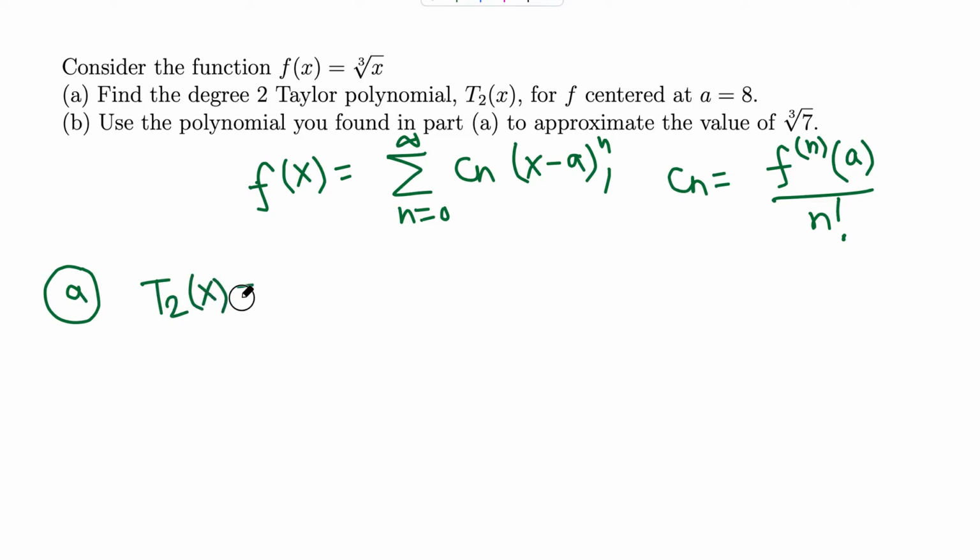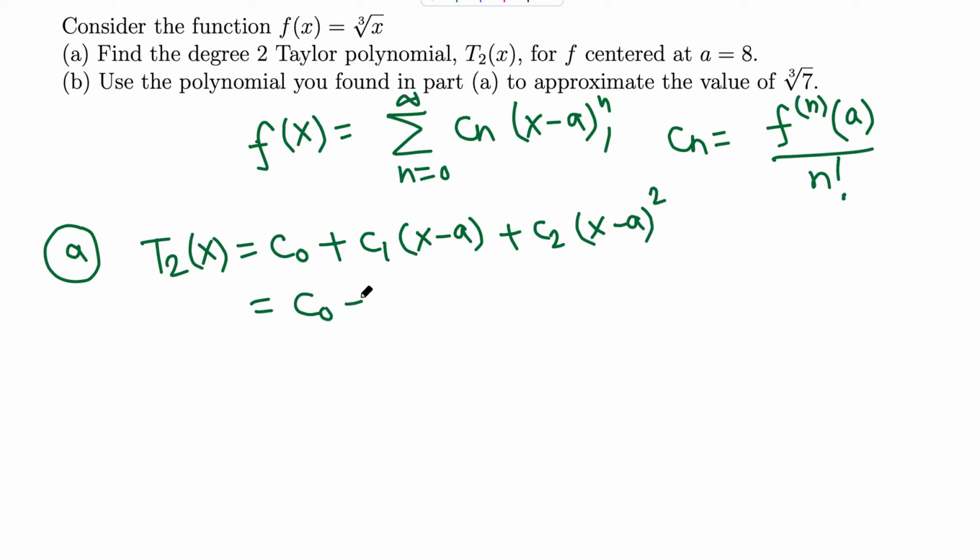T2(x) will be, if we expand this, just take n equals 0, we get c naught times (x minus a) raised to 0, which is just 1, plus take n equals 1, c1 times (x minus a) raised to 1, plus c2 times (x minus a) squared. And in our case the center is 8, so that is c naught plus c1 (x minus 8) plus c2 (x minus 8) squared. All we need to find now is c naught, c1 and c2 using this formula.